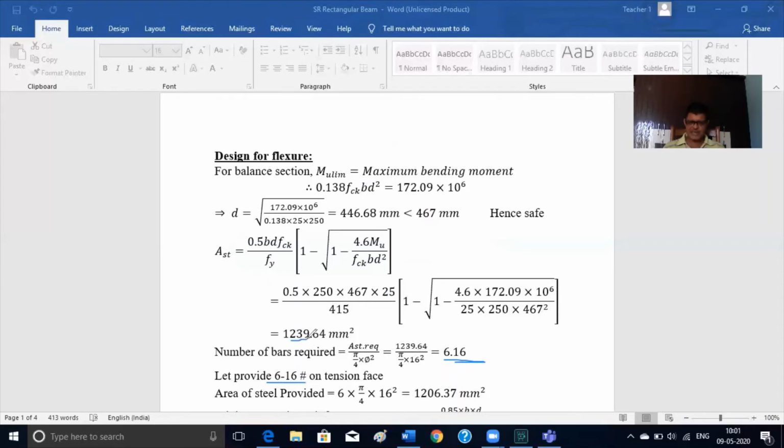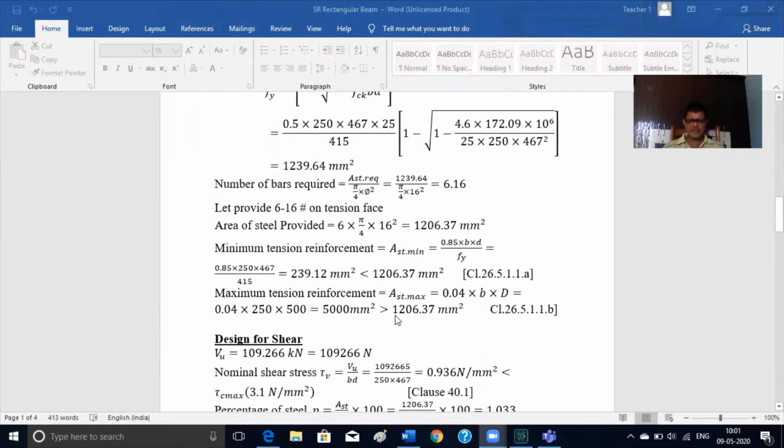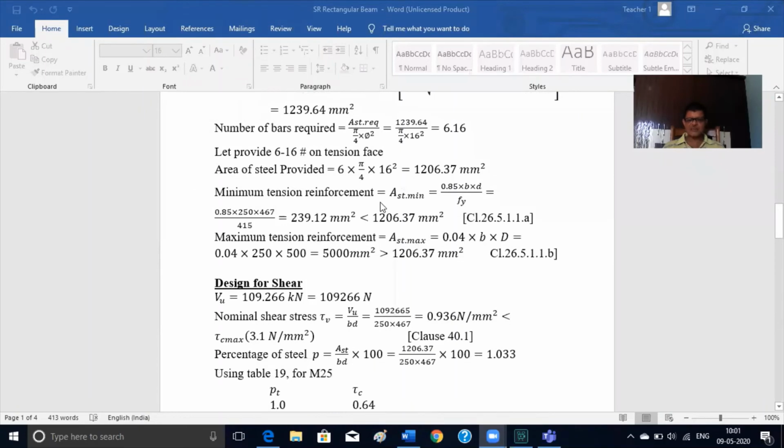Requirement is 1239. We have provided 1206. So what is the difference? You see, the difference is only 33 mm square, which is less than even 1%, 2%. Now, what is the area provided? Requirement was this, and now provided is this. So it is higher than the required value, so it is safe. Now, what is the minimum tension reinforcement?